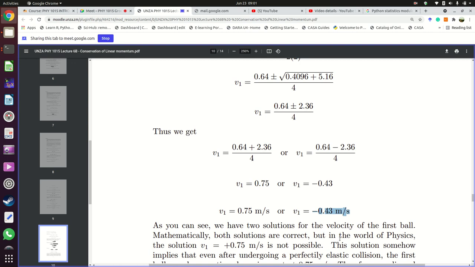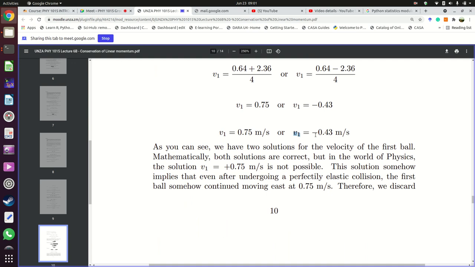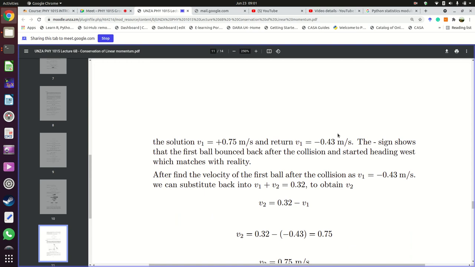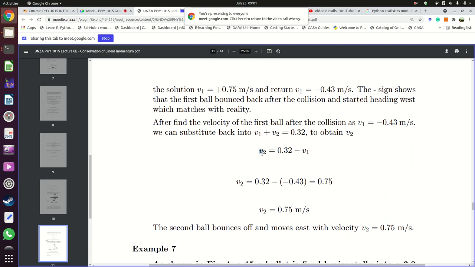Okay, so we take V1 to be minus 0.43 meters per second. If V1 is minus 0.43 meters per second, then we can find out what V2 is. From the expression we formed earlier, V2 is equal to 0.32 minus V1. So we now know V1 is minus 0.43 meters per second. When you substitute here, we end up having V2 equal to 0.32 minus 0.43, which is going to give us a V2 of 0.75 meters per second.